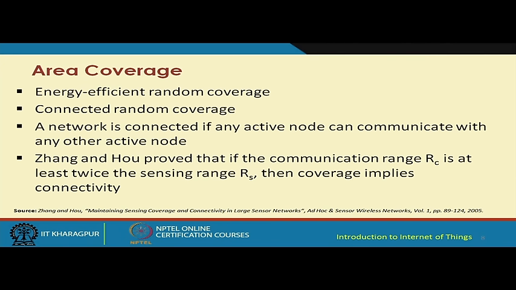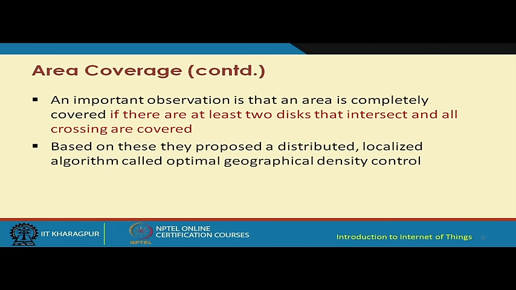And on area coverage, a lot of work has been done by Zhang and Hu, who proved that if the communication range is RC and the sensing range is RS, then if the condition RC greater than or equal to twice RS holds, then coverage implies connectivity. And this is something that I told at the outset of this lecture as well. So, this is what has to be done.